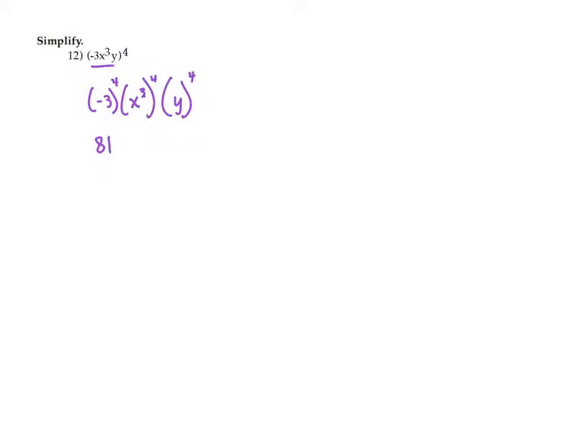X cubed to the 4th, that's the power of a power rule. I multiply those, so that'd be x to the 12th. And then another power rule, this is y to the 1st. If you times the exponents, that'd be y to the 4th. Done. Next one. Write the number in scientific notation.